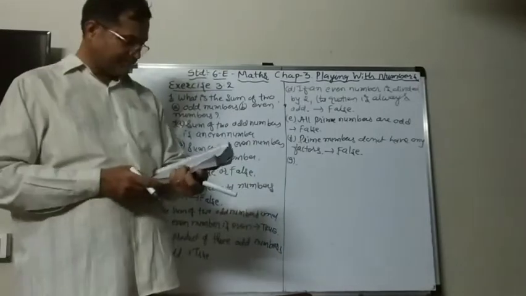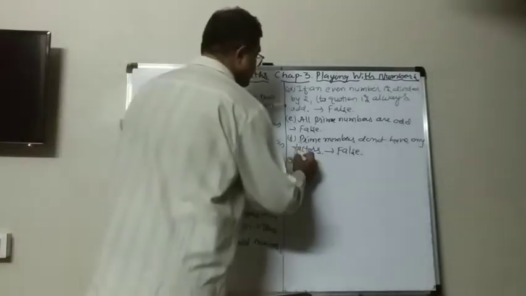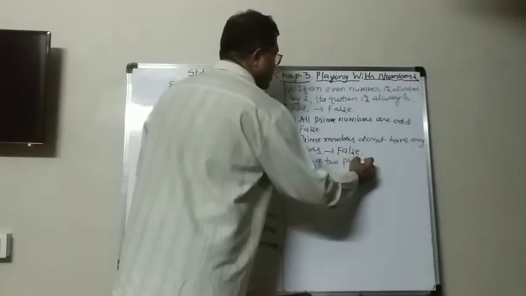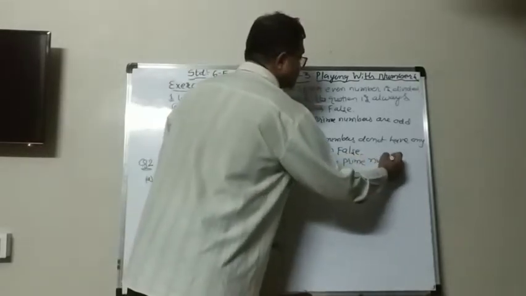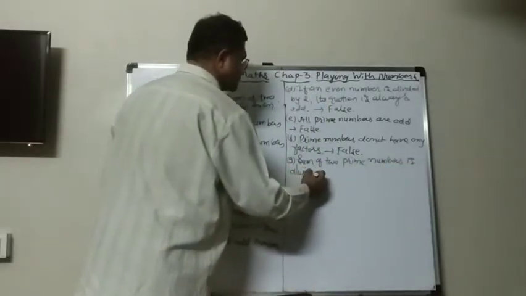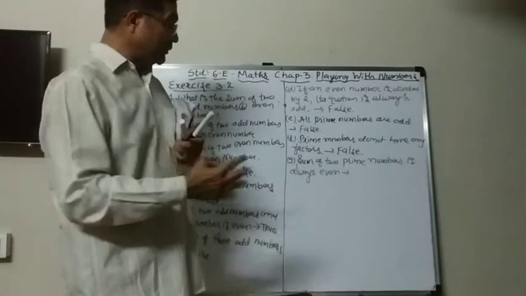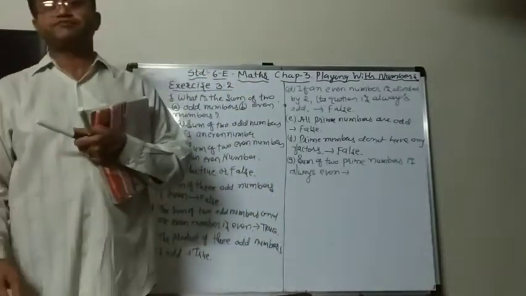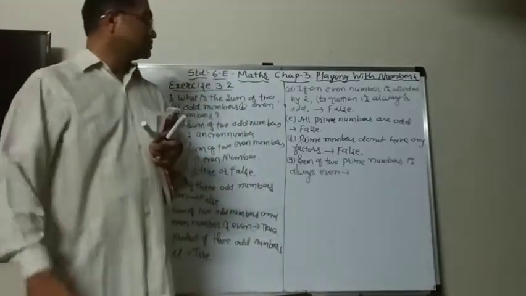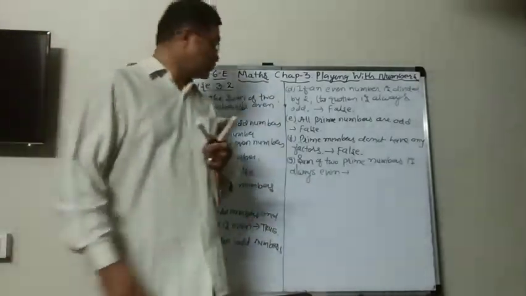Then in number G, sum of 2 prime numbers is always even. If you don't think properly, you will write down the wrong answer here. Take any 2 prime numbers like 3 and 5. 3 plus 5 is 8. Take 5 and 7. 5 plus 7 is 12. So it is also an even number.